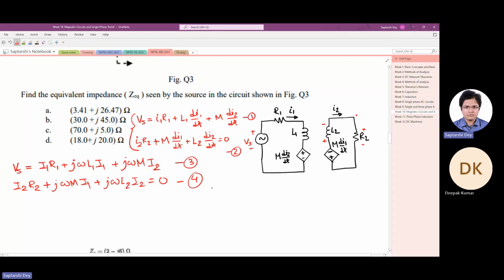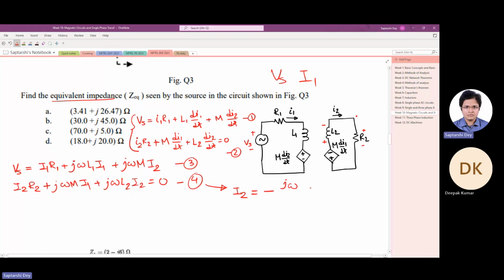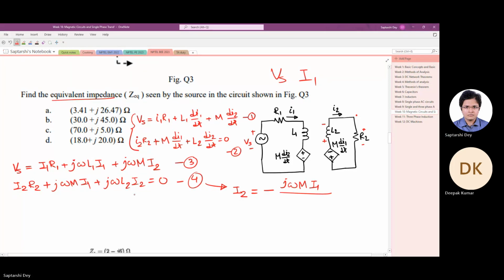Now what we have to do is, we have been asked to find out the equivalent impedance seen by the source. So basically we have to find out the equation between Vs and I1. So we have to eliminate I2. So what we can do is we can find I2 from equation 4. So I2 in equation 4 would give you minus j omega M I1 by R2 plus j omega L2.